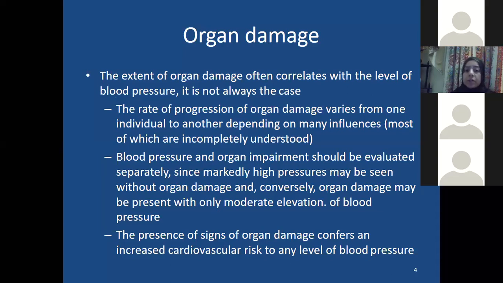Blood pressure and organ impairment should be evaluated separately. Often we mix both of them together, but they should be evaluated separately, since markedly high blood pressures could be seen in some persons with no organ damage, and vice versa, low blood pressures could lead to high organ damage. The presence of signs of organ damage confers an increased cardiovascular risk at any level of blood pressure.